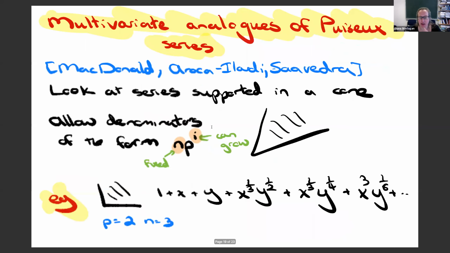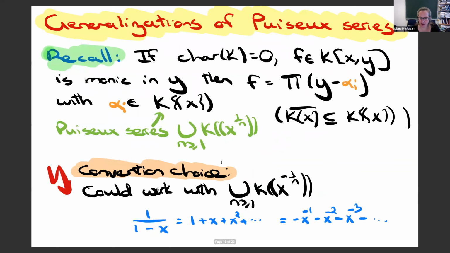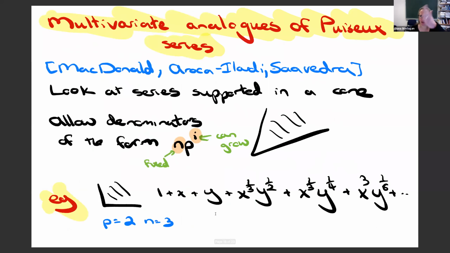Right. I guess I should have said, sorry, I made one comment. This field, this description depends on a direction. And you should think about this as the multivariate generalization of the observation I made here down the bottom, that there's a convention choice for series in one dimension. You either go positive or negative. When you go to more variables, there's now an infinite number of choices corresponding to a direction vector.